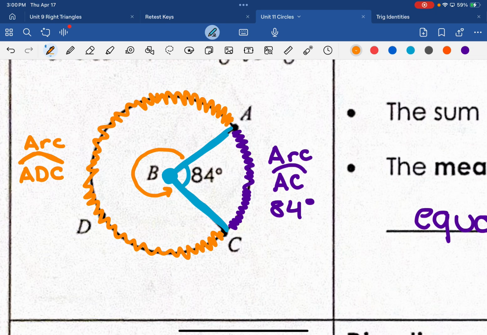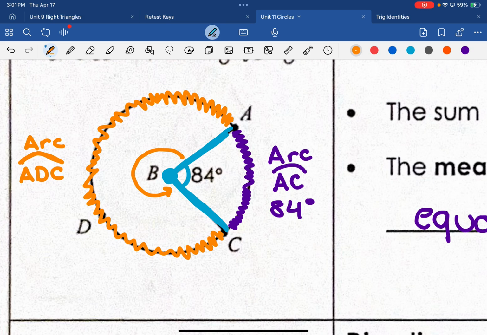Since it is so big, I have to know what direction to go in. If it just says go A to C, take the short path. But if it has an extra letter thrown in, I have to hit D before I can go to C. So that's why it says ADC.